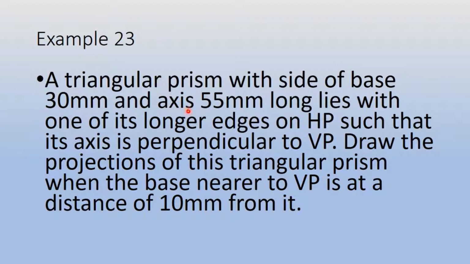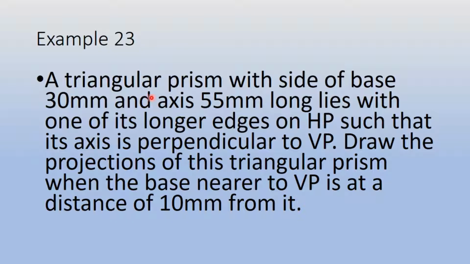This is example number 23. A triangular prism with side of base 30 mm and axis 55 mm long lies with one of its longer edges on HP such that its axis is perpendicular to VP. Draw the projections of this triangular prism when the base nearer to VP is at a distance of 10 mm from it.